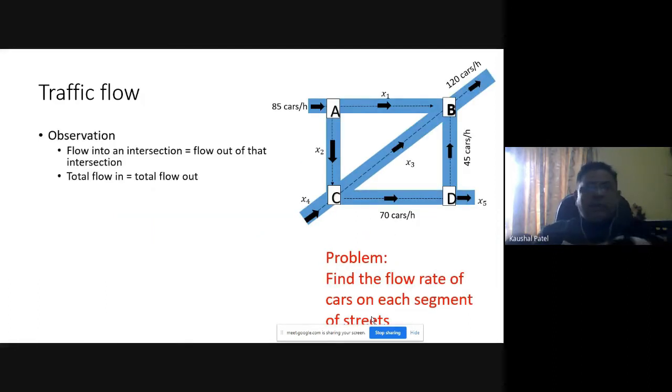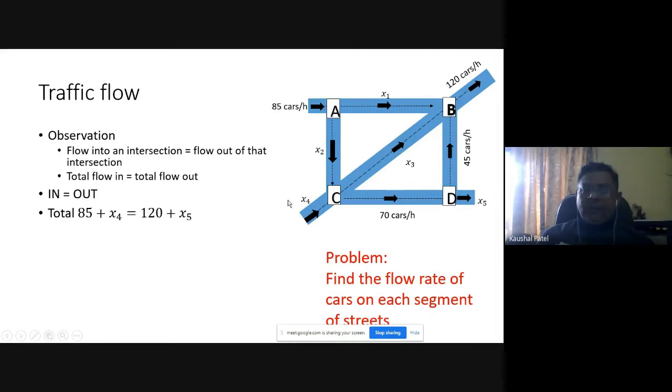Now, our observation: the flow into an intersection is equal to the flow out of that intersection. This is an intersection of the whole road map network, and we can take a part of it. In that whole network, how many cars go inside and how many cars leave that network, both are the same. There are no cars inside. So we must follow the equation of continuity: the total flow in is equal to the total flow out. So in equals out, meaning here we count how many cars enter that particular point.